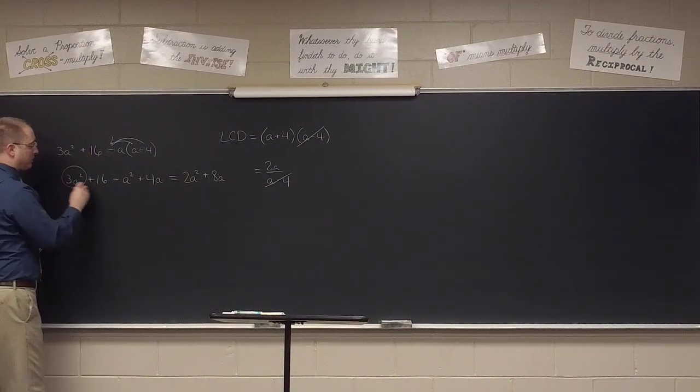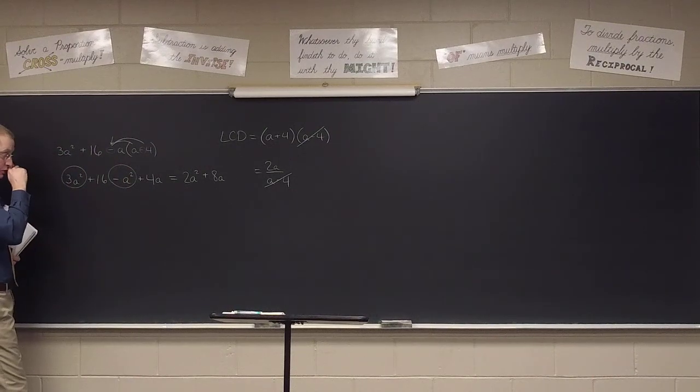All right, at this point, I've got a 3a squared and a minus a squared. Class, we can combine those to get?